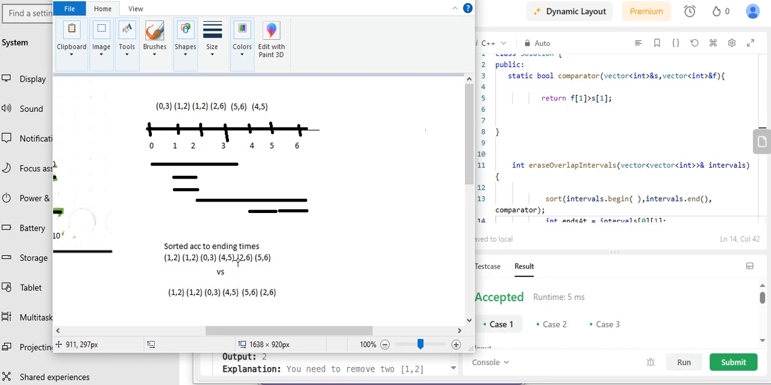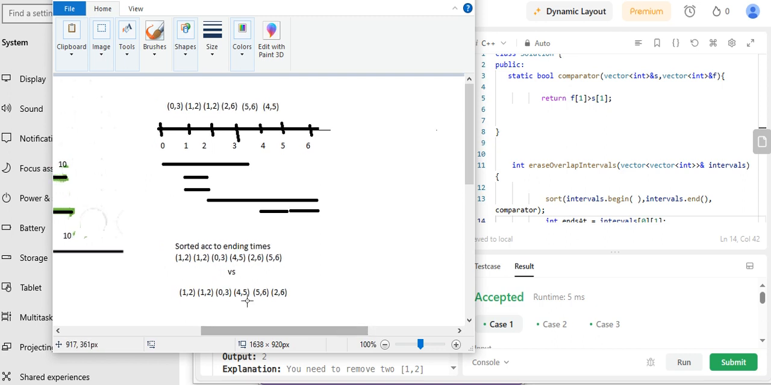So in this case, 2, 6 got disregarded, 0, 3 got disregarded, 1, 2 got disregarded. So we had 1, 2, 4, 5 and 5, 6 as the answer. And you can see if I have 1, 2, if I have 4, 5 and I have 5, 6, that would be actually my answer. That is the maximum number of intervals that can actually stay. So I have gotten rid of 0, 3, I have gotten rid of 2, 6 and 1, 2. All right. So that is the interval.